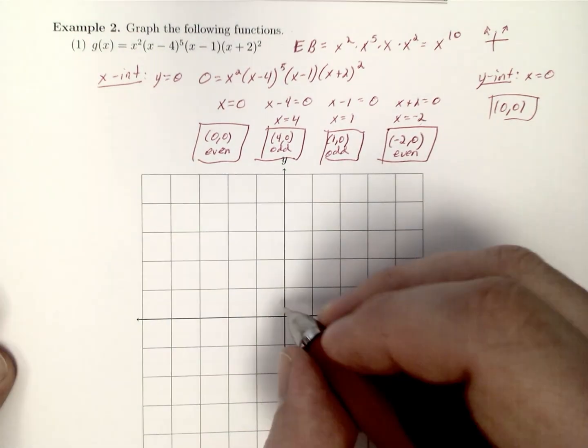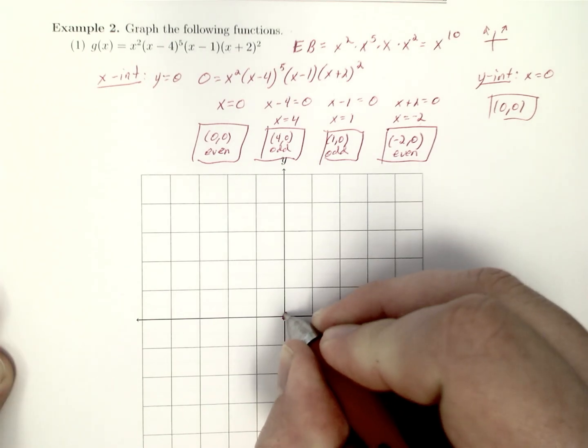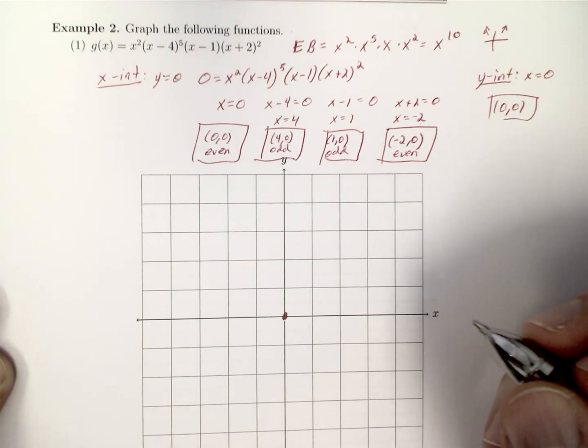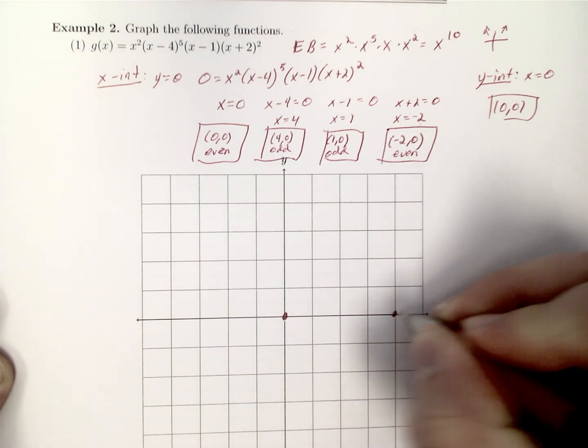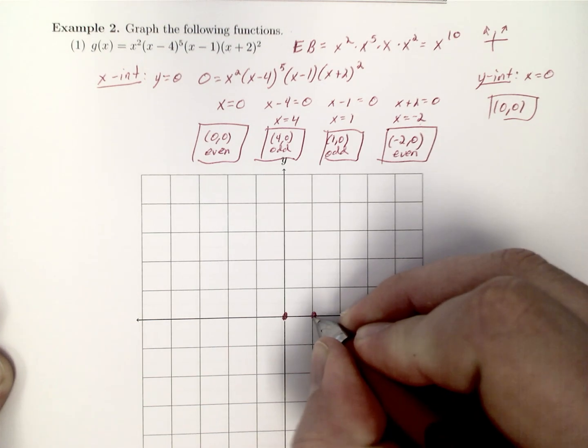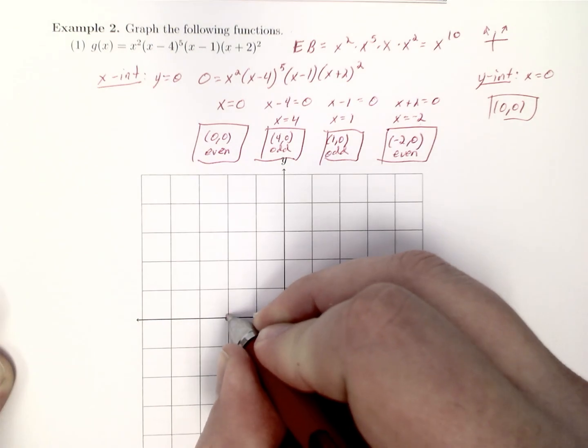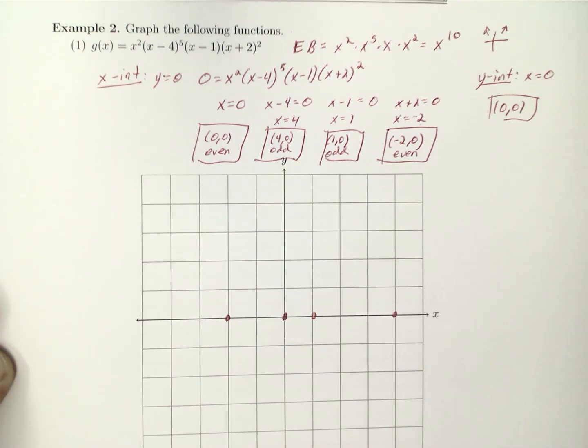So let's label all of these. We have 0, 0. We have 4, 0: 1, 2, 3, 4. We have 1, 0. We have negative 2, 0. And then, of course, 0, 0 for the x-intercept.